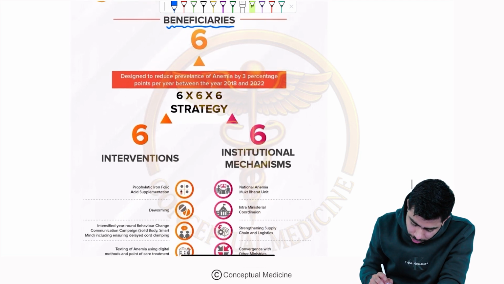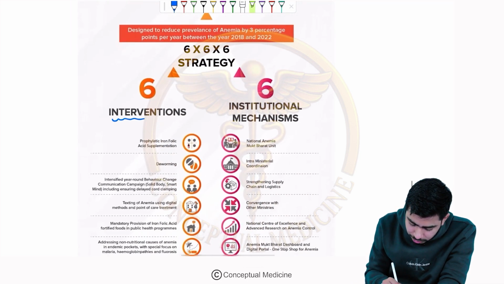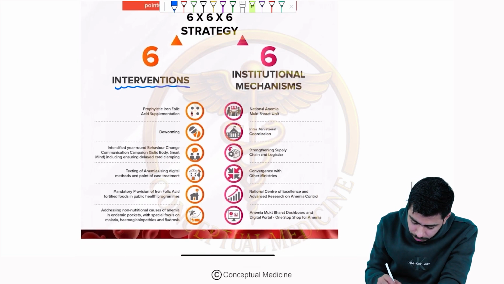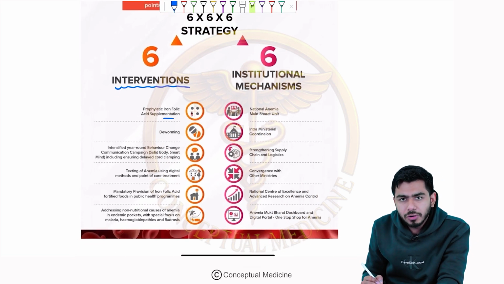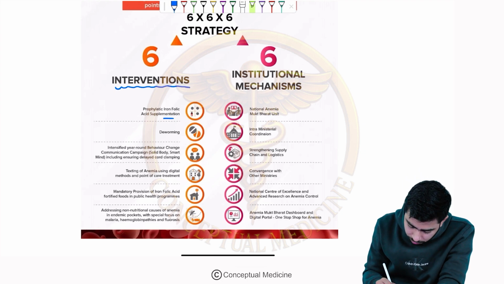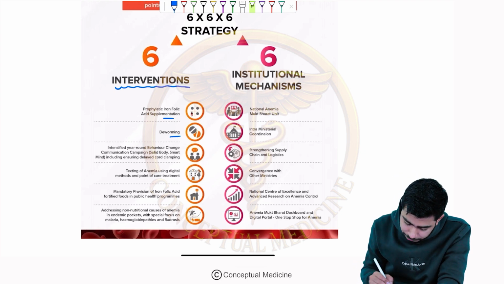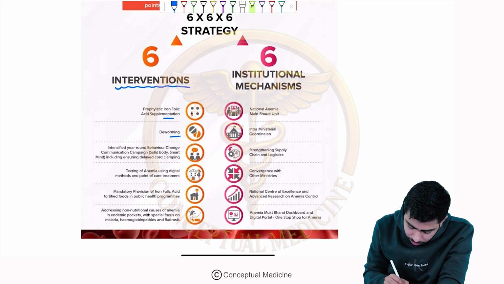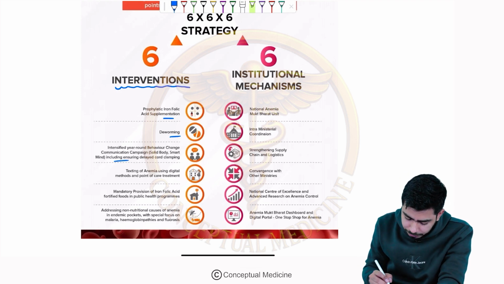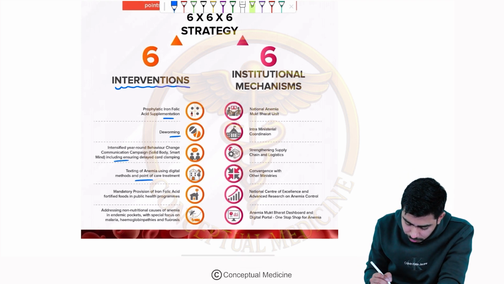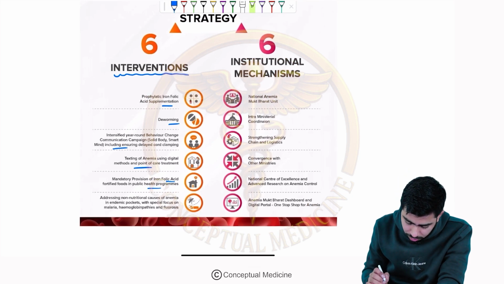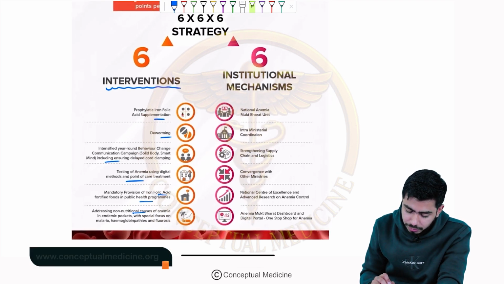Okay, now 6 interventions are also there, guys. What are the 6 interventions? Prophylactic IFA supplementation, iron folic acid supplementation, we'll talk about that. We should be doing the deworming. Then intensified year-round behavior change communication campaign. Testing of anemia using digital methods, mandatory provision of iron folic acid foods in the government health programs, and addressing the non-nutritional causes of anemia, right? These are the 6 interventions.